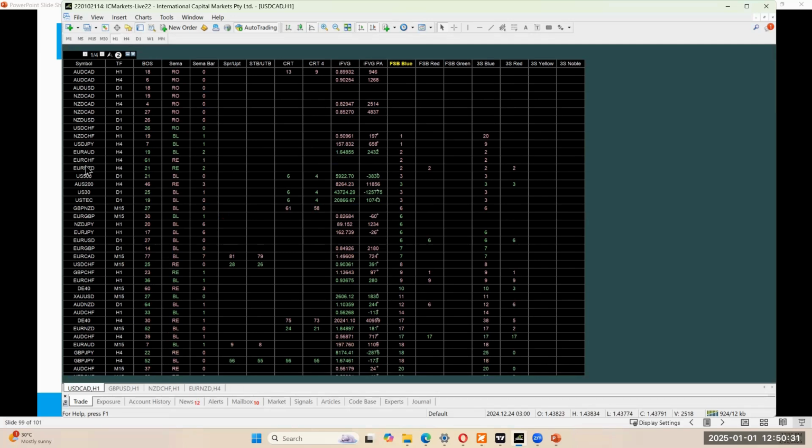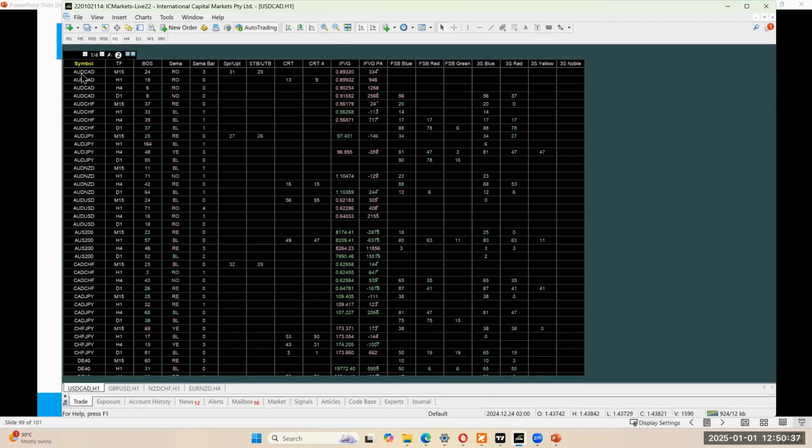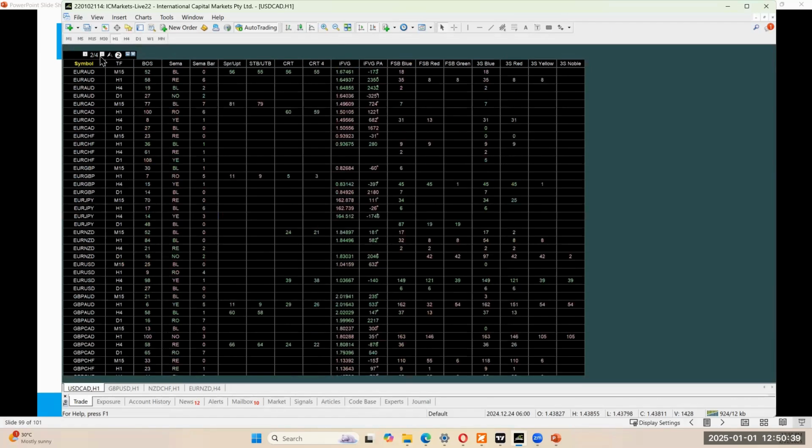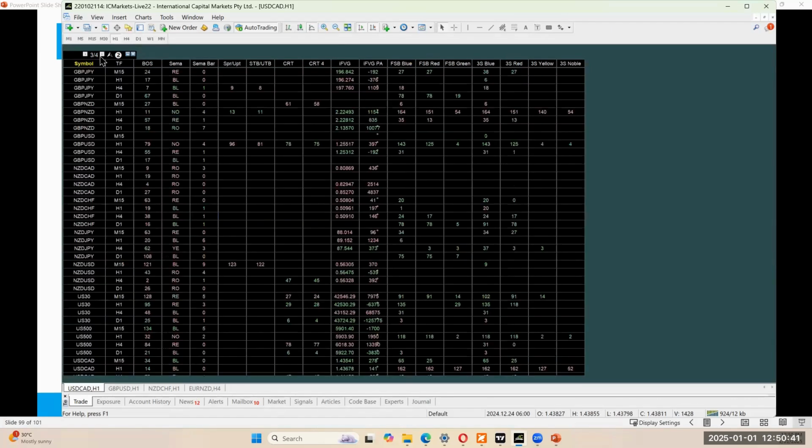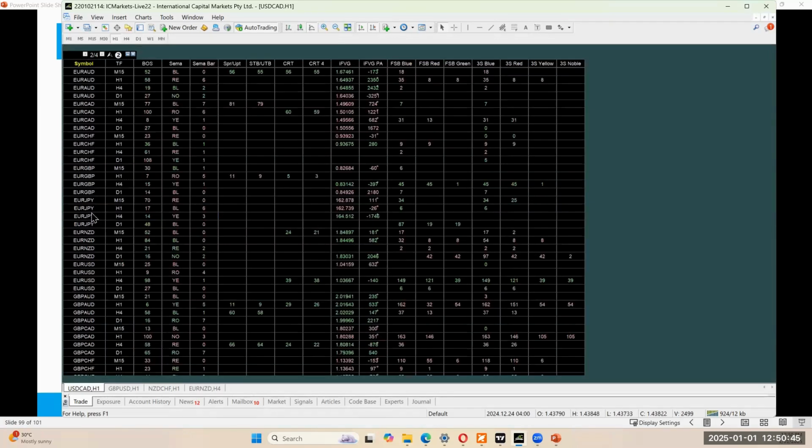So, Euro New Zealand. I think it's moved somewhere here. So let's go back here. Euro New Zealand. We can sort any way we like. Euro New Zealand 4 hour time frame, right? So this is the one. Euro New Zealand 4 hour, yes.